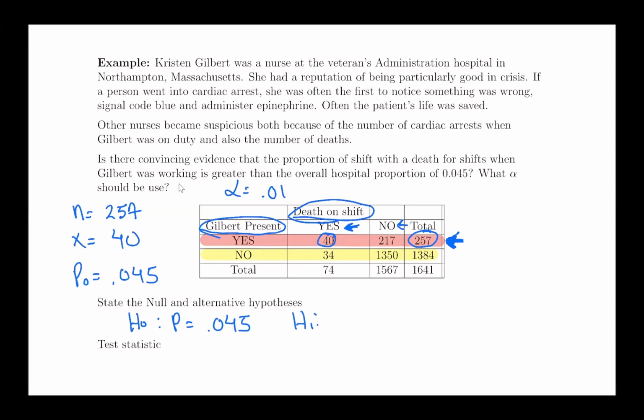All right, so let's do H1. H1 is stating the alternate hypothesis. So you put p and you put 0.045. But in this scenario, what symbol should I put? Should I put greater than, less than, or not equal to? What am I trying to prove? Greater than the overall hospital? Yeah, if you look right here, it says greater than the overall hospital. So we're going to put greater than. All right, everybody good so far? I got p is equal to 0.045 and p is greater than 0.045.